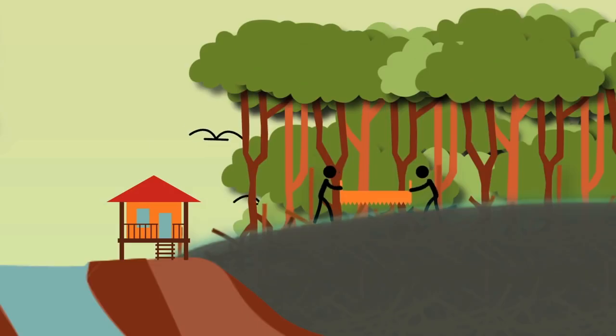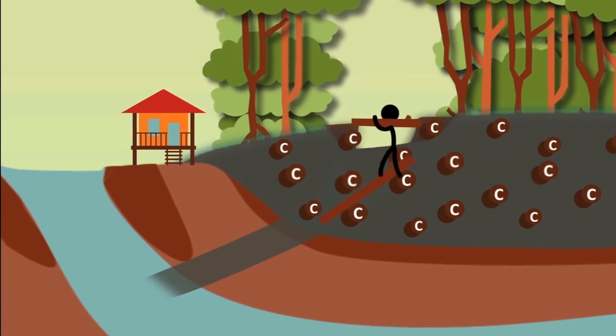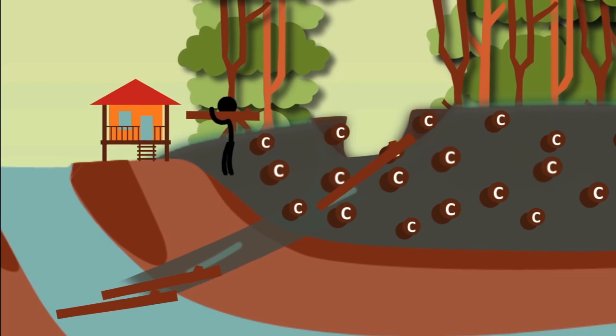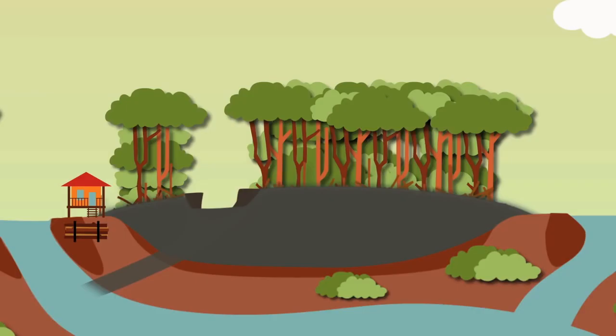Until someone comes along with a chainsaw, cuts down some trees, and digs a trench to flush the timber out of the forest. Water that was previously stored in the peat starts to flow out the ditch. For the first time, large amounts of sunlight enter the forest.